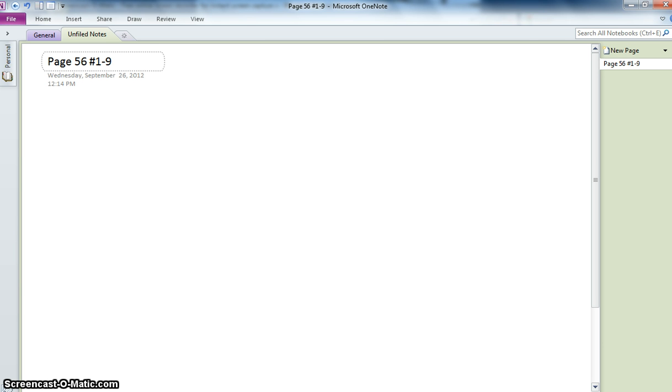Make sure you have your book in front of you, open to page 56. You're also going to need a calculator and something to write with. So on page 56, we'll be completing numbers 1 through 9. So let's start with number 1.